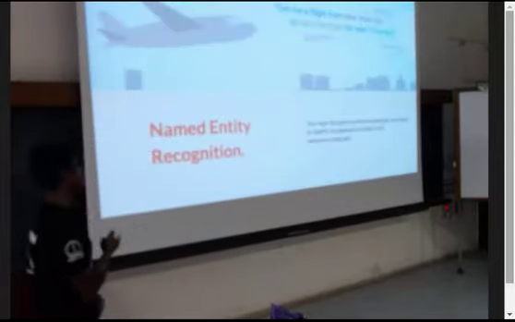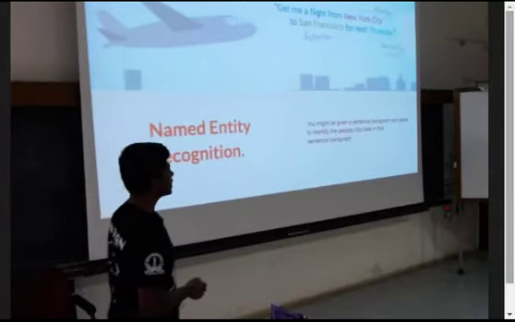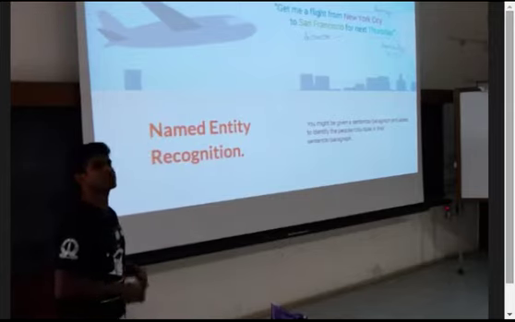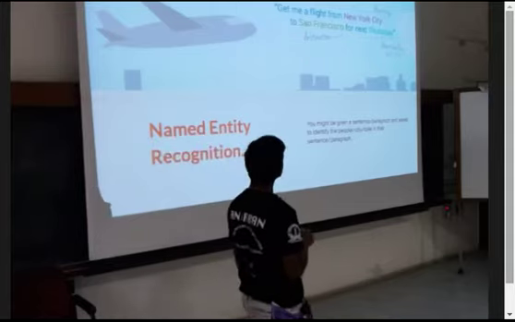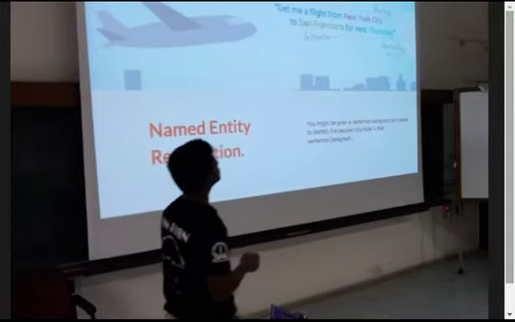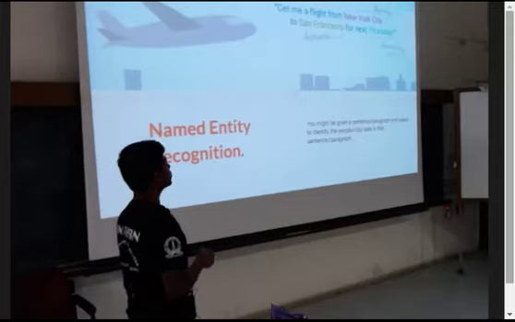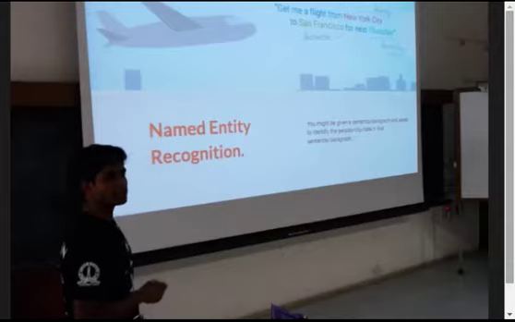So the last one is named entity recognition, where you are given a sentence or a paragraph, and you want to identify the name of, say, people's names or maybe city and date. For example, here the sentence is, get me a flight from New York City to San Francisco for next Thursday. And what do you want? You want to find out the source city, the destination city, and the departure date.